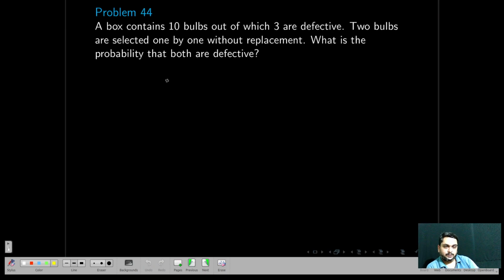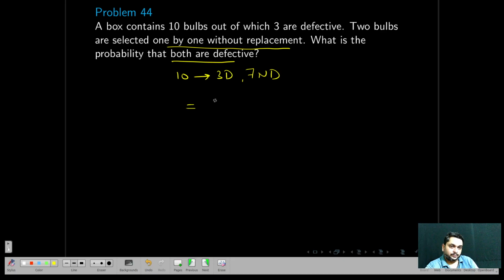Next, a box contains 10 bulbs, out of which 3 are defective and 7 not defective. 2 bulbs are selected one by one without replacement. Okay, so they are not selected at a time randomly. They are selected one by one without replacement. What is the probability that both are defective? How will you solve this?